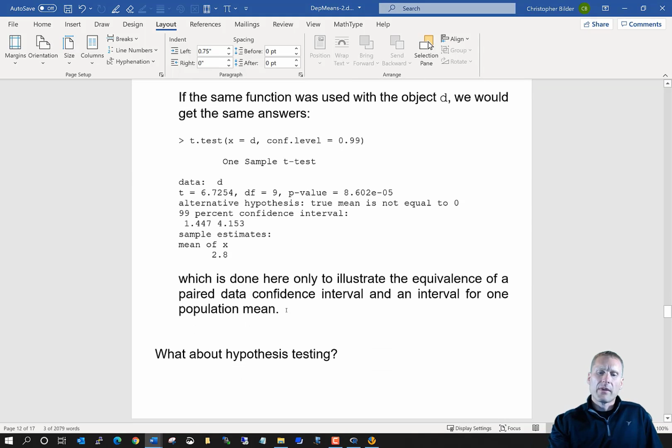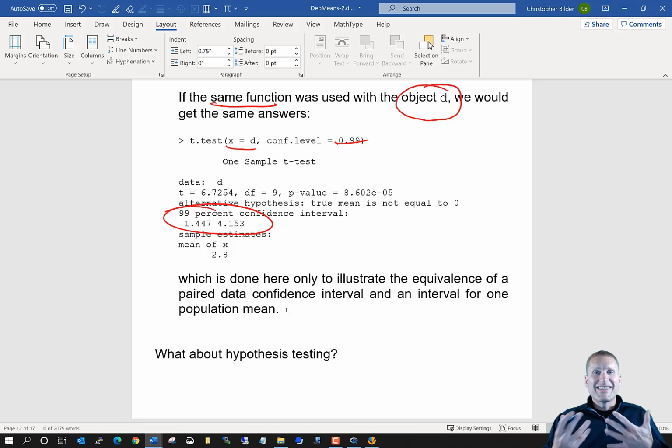Now, what if we use the same function, t.test, but now we only work with the differences instead? Perhaps we can imagine that this indeed was just a one sample problem. So I say x equal d, use what we did in the previous section for one sample problems, confidence level of 0.99, and guess what? I get exactly the same thing. I purposely did this just to emphasize that we're doing exactly the same thing as for the one population set of notes, but now we work with the D's instead.